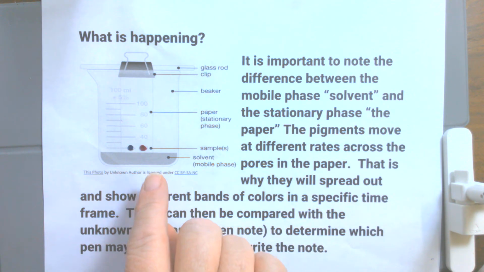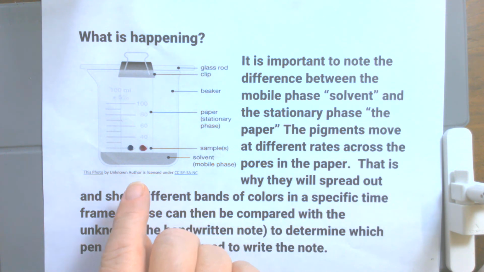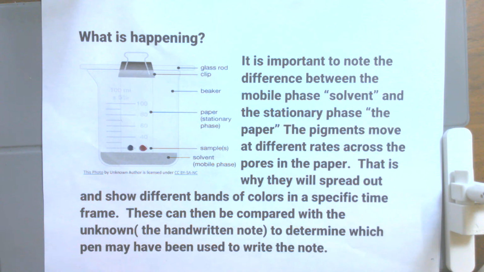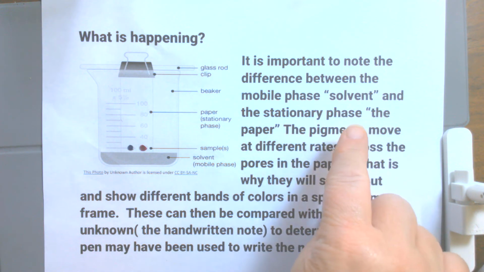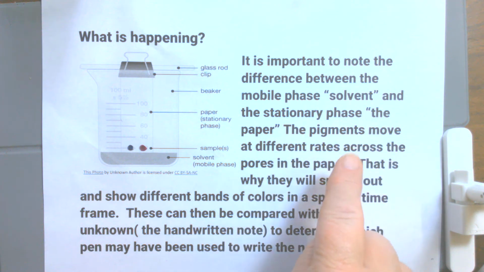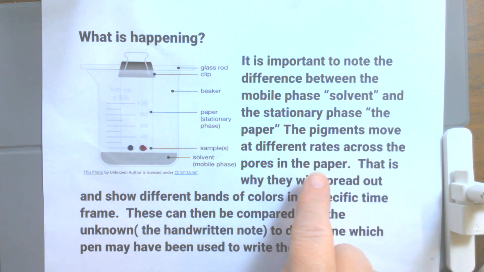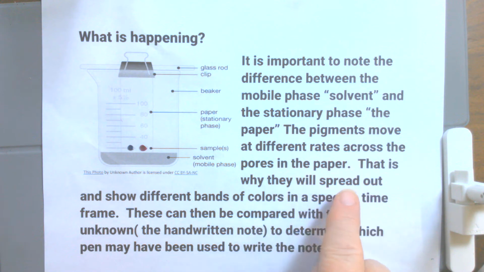Every manufacturer has their own formulation that causes the color on the pen to show up. So it is important to note the difference between the mobile phase, the solvent, and the stationary phase, the paper. The pigments move at different rates across those pores in the paper. That is why they will spread out and show different bands of colors in a specific time frame. These can be compared with the unknown, the handwritten note, to determine which pen may have been used to write the note.